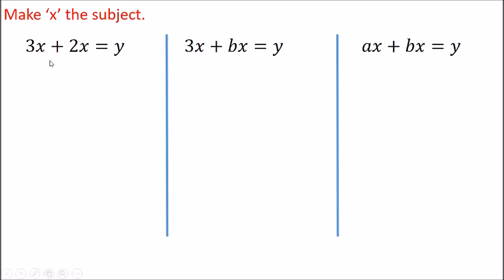Okay, so 3x plus 2x equals y. We want to make x a subject, so we just want x on its own. At the moment I've got an x here and an x here. I should be able to spot right now that I have a pair of like terms. So 3x plus 2x gives me 5x. So 5x equals y. If I divide both sides of my equation by 5, that tells me that x is y over 5. Okay, and that is my solution.